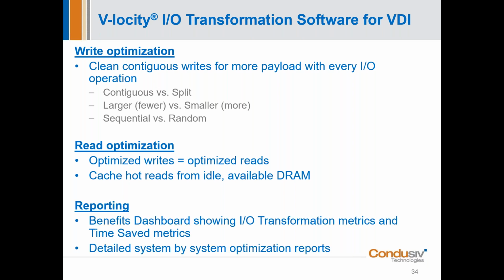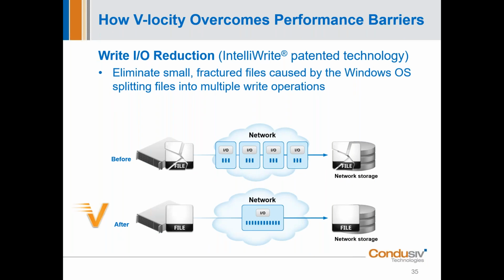So let's get into the weeds here on the write IO reduction. Now, Howard, let's cover this together. This first engine is called IntelliWrite. And really, I think this one's fascinating because we've been talking so much about IO transformation, and this really is the core of what we do to transform IO.